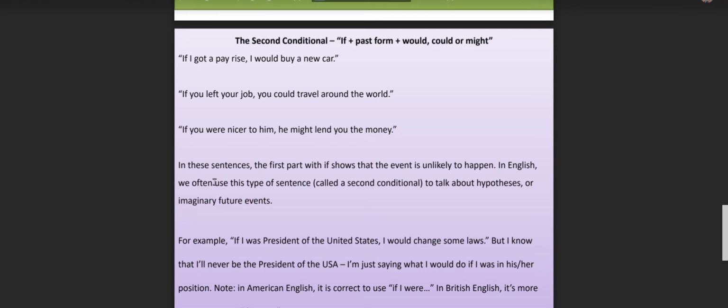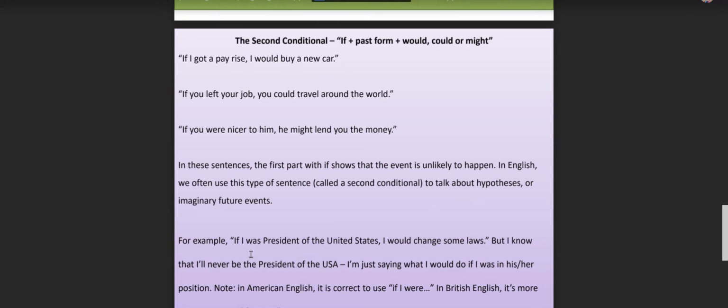الجملة الشرطية الثانية. Now let's take a look at the explanation of the second conditional. In these sentences, the first part with if الجزء الأول مع الإف shows that وضحنا that event الحدث is unlikely to غير محتمل أن يحدث. In English, we often use this type of sentence. باللغة الإنجليزية نستخدم هذا النوع من الجملة يسمى الجملة الشرطية الثانية. To talk about hypotheses نتحدث عن الافتراض أو imaginary future events الأحداث الخيالية المستقبلية.